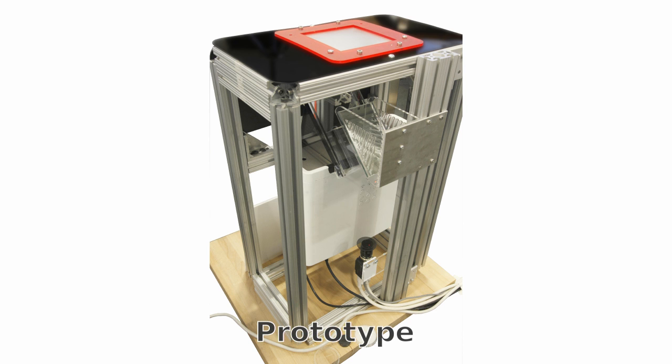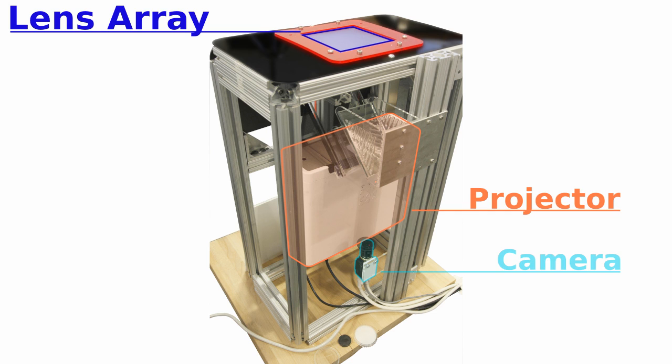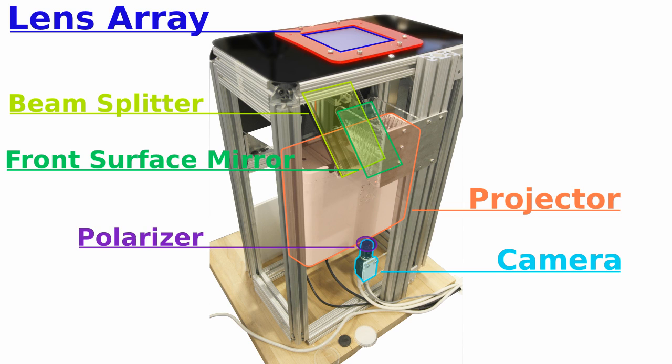We prototype the 8D display with a projector camera system, as sensor and pixel LCDs are not yet available at the required pitch. A 2D lens array sits in front of a projector and a camera, co-located on the screen through a beam splitter and a front surface mirror. A polarizer is used to prevent crosstalk between the polarized LCD projector and the camera.